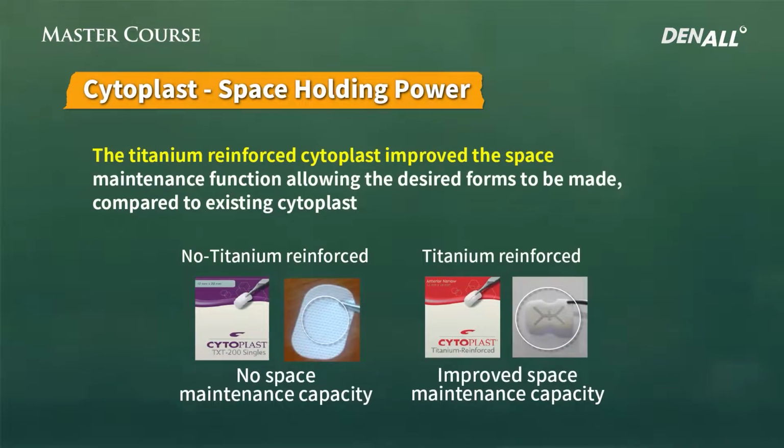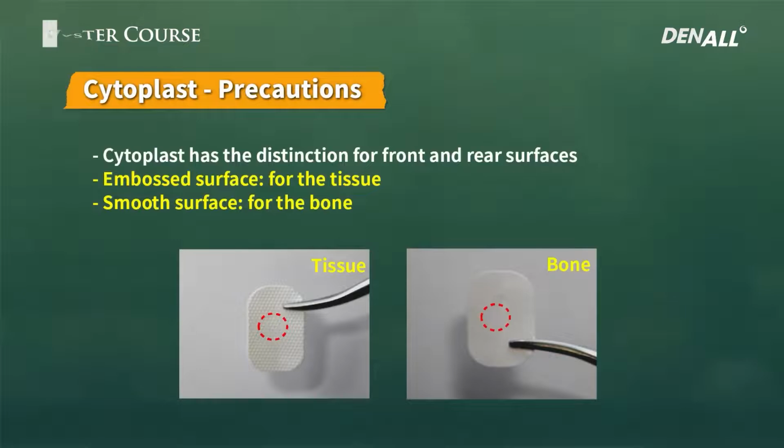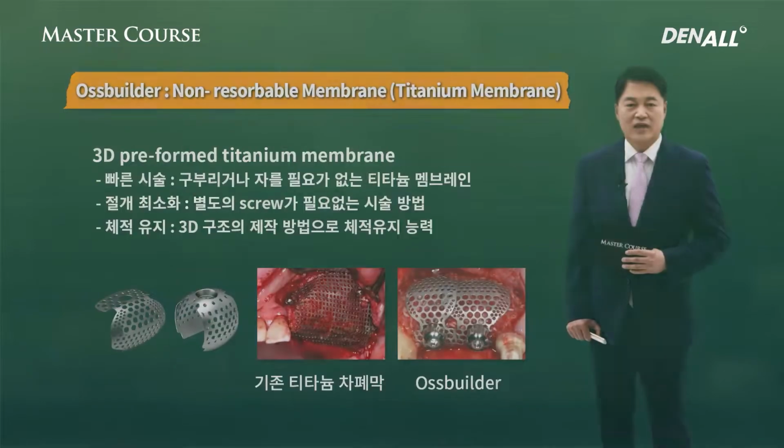Non-resorbable Cytoplast can be divided into two. One has titanium and the other doesn't. The one with titanium can maintain space better, however, it is slightly more expensive. Precautions when you use Cytoplast: the embossed surface is in contact with the wound and it stabilizes the wound, so the embossed surface needs to be towards the tissue and the smooth surface needs to be towards the bone.